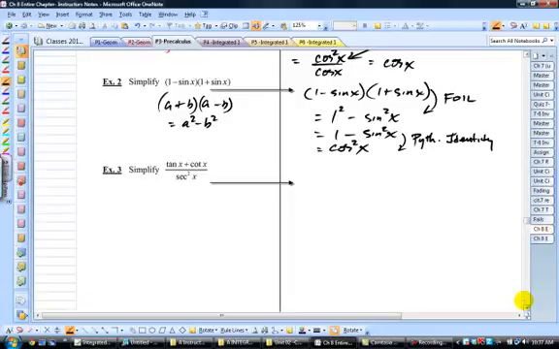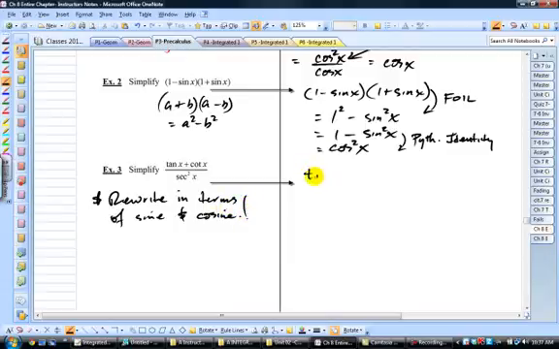All right, let's get some more experience. Let's simplify this. Again, we're going to rewrite in terms of sine and cosine. That's the first thing you want to do. So my tan x plus cotangent x divided by secant squared x can be equal to the following. Tangent x is sine x divided by cosine x. Cotangent is cosine x divided by sine x. And my secant squared x, that's just 1 over cosine squared x.